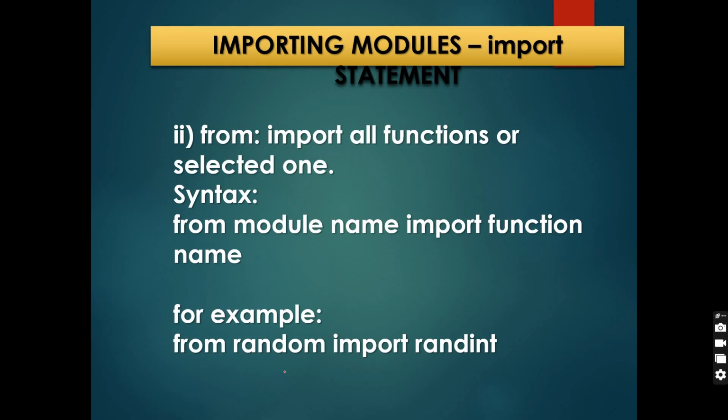One more thing: from the random module, you can import randint. That is only one function you want to import, and that is also possible. That will generate random numbers within a given range, like 1 to 100. If I want to generate random numbers, that can be done by using this particular randint function.